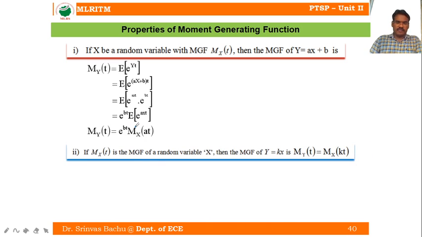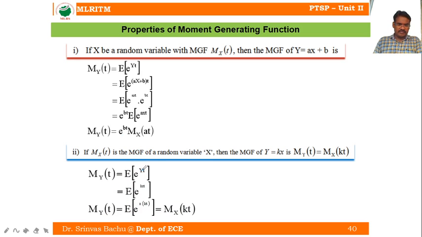Next, the second property. If mx of t is the MGF, then for y equal to kx, the MGF of y is my of t. In the same manner, there ax plus b was taken, here we took kx. What will we get? The bt term won't appear, only mx of kt. For y equal to kx, e power kxt, so kt into x, it is mx of kt. Hence proved.